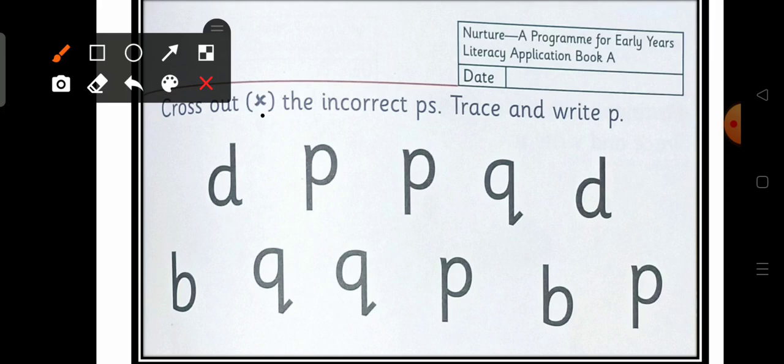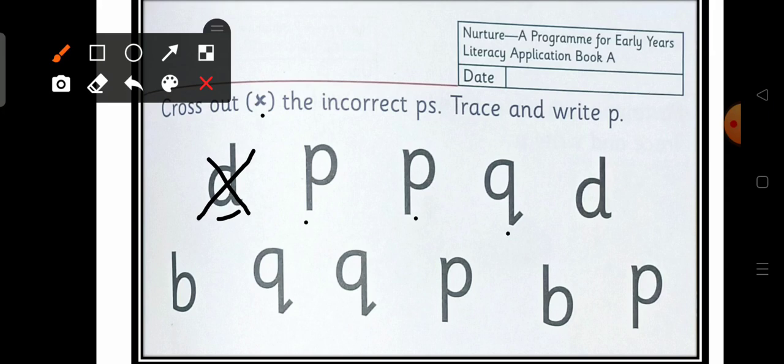Let's start. Is this letter P? No. So what we are going to do is we are going to put a cross. We have to cross only the incorrect P's. Okay. This P is correct. So we are not going to put a cross. Is this P correct? Yes. Are we going to put a cross? No, because P's are written correctly.